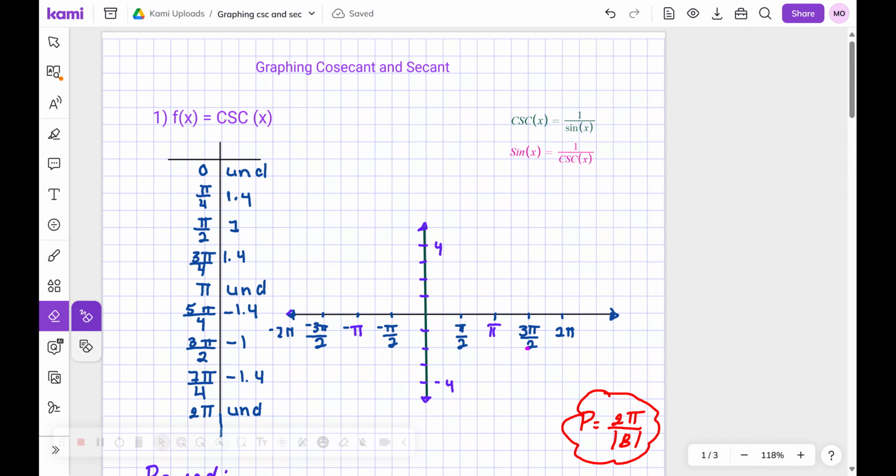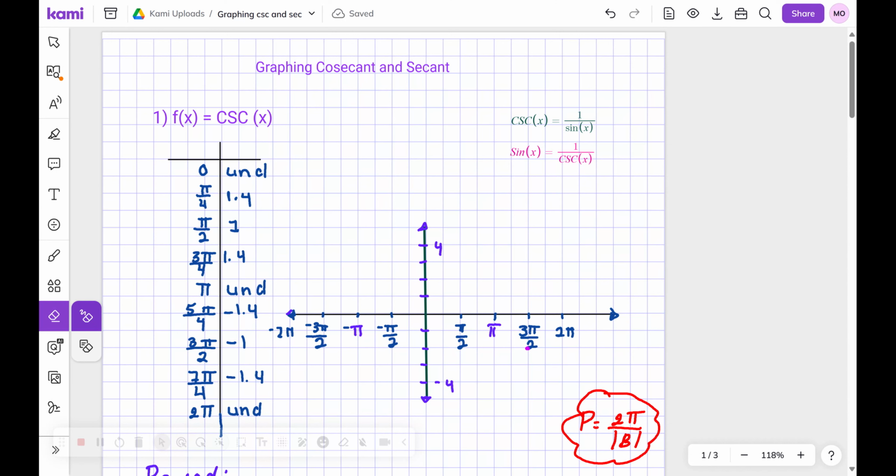All right, good morning. We're gonna be graphing cosecant and secant today. To make the video a little bit shorter, I already have a skeleton of the notes. So let's go ahead and graph the parent function of cosecant, f of x equals cosecant of x.